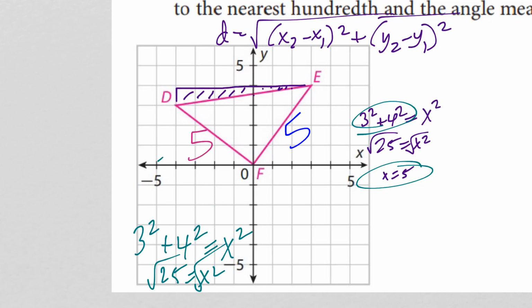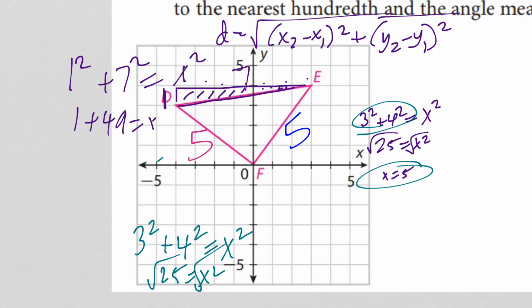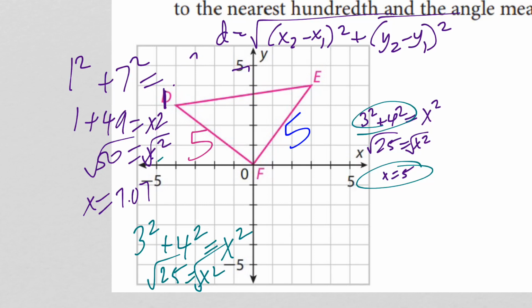Now I'm going to do the purple one. The height is 1, and then 1, 2, 3, 4, 5, 6, 7. So 1 squared plus 7 squared is equal to x squared. And this gives me 50. When you take the square root of 50, it is approximately 7.07. So I'm going to go back over here. 7.07. Okay, that's the side lengths.